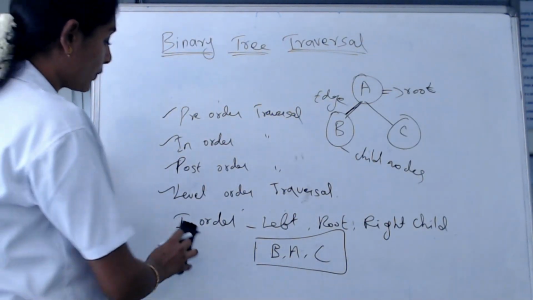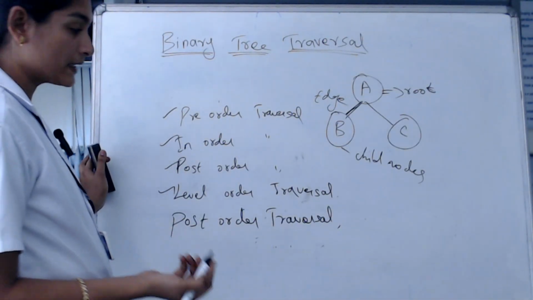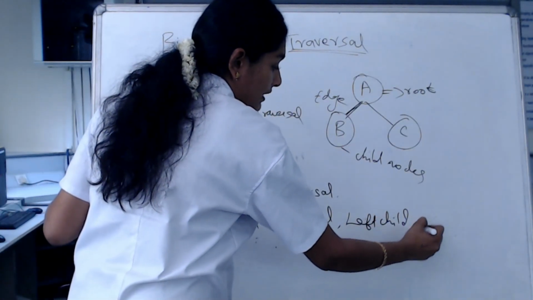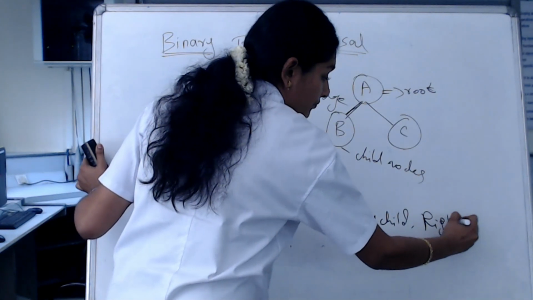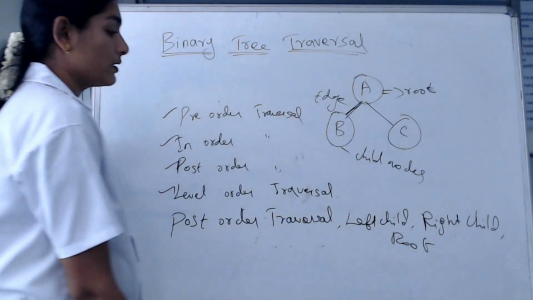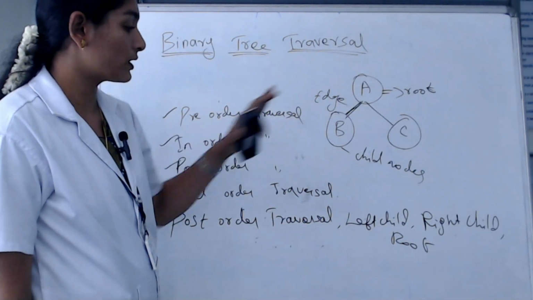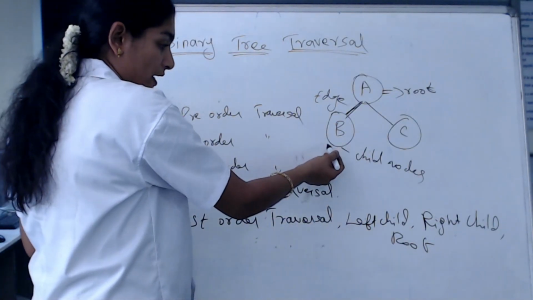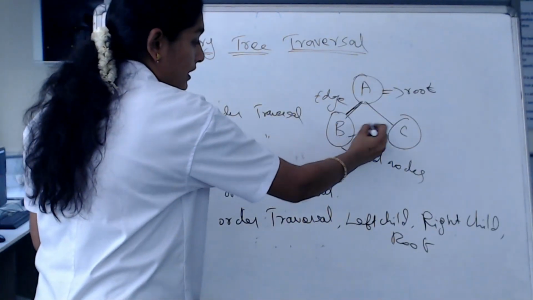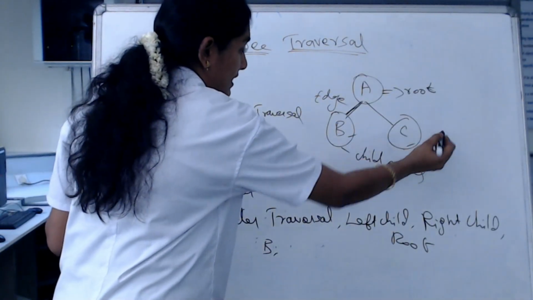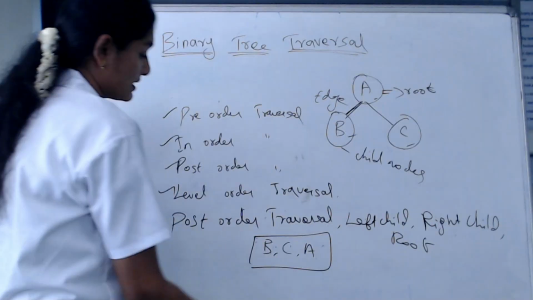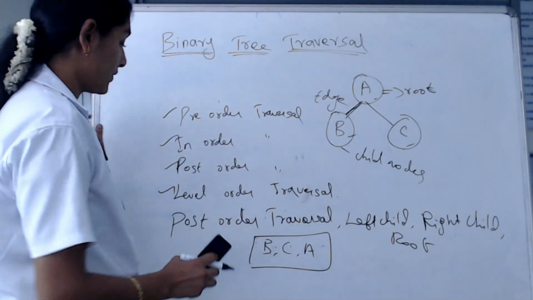Next one is post-order traversal. The algorithm for post-order traversal is: visit the left child first, then visit the right child, and at last visit the root node. So to write the post-order traversal for this tree, follow this order. Visit the left child first, B, visit the right child next, C, and at last visit the root node A. So B, C, A is the post-order traversal for this given tree.